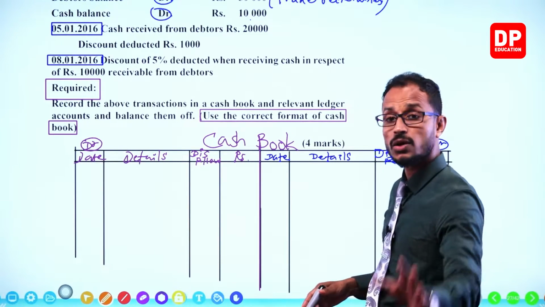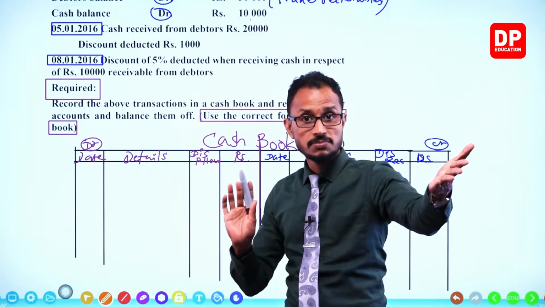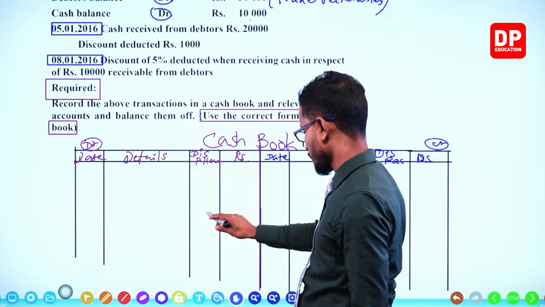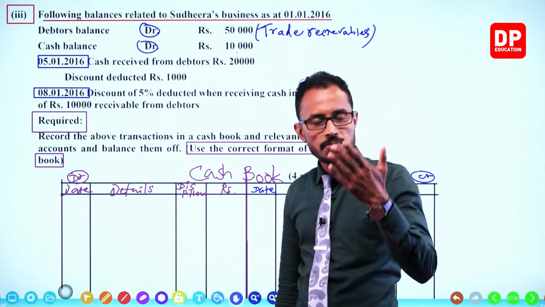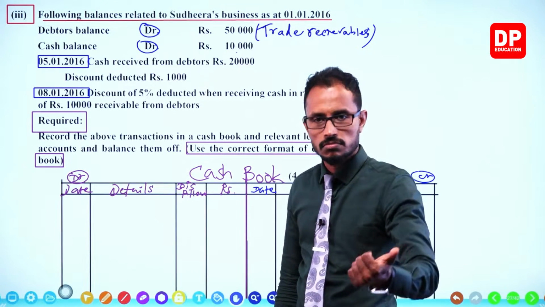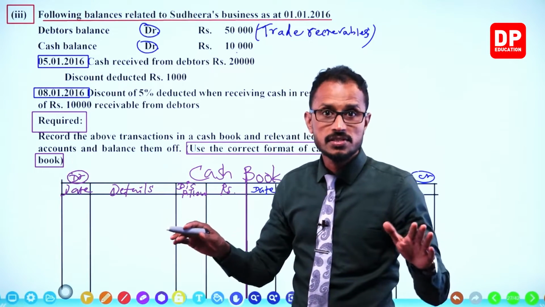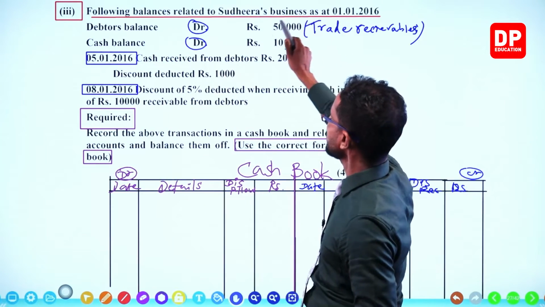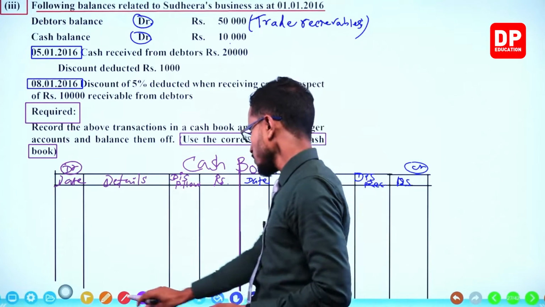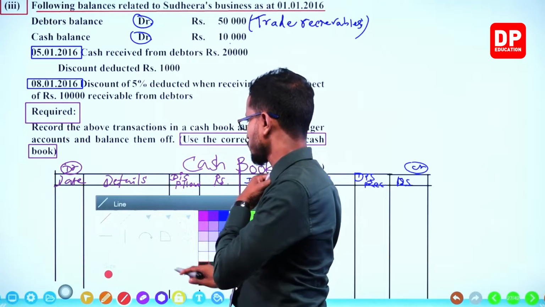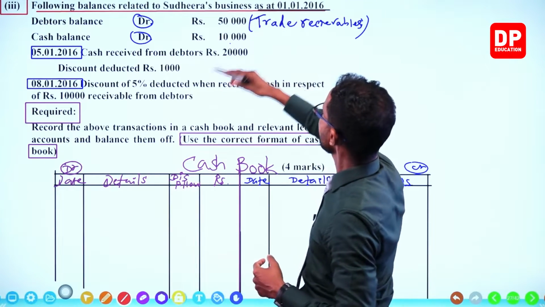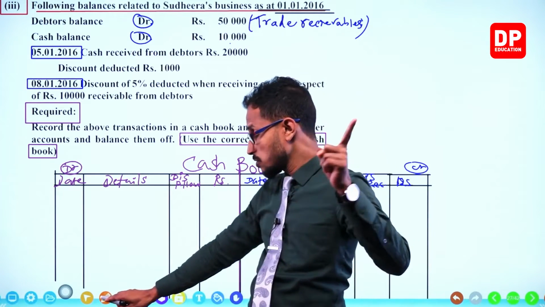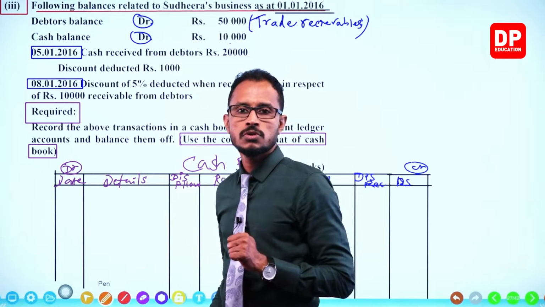Now, what should we do? First, record the balances. There should be a cash balance if the business is a continued business. Continued business means a business which has been operating for a long time. It's not a newly started business. Following balances related to Sudhira's business as at 1st January are given. Let's record them. Remember, you must record the balances before you start a cash book.